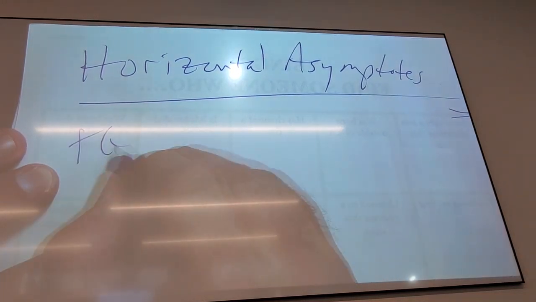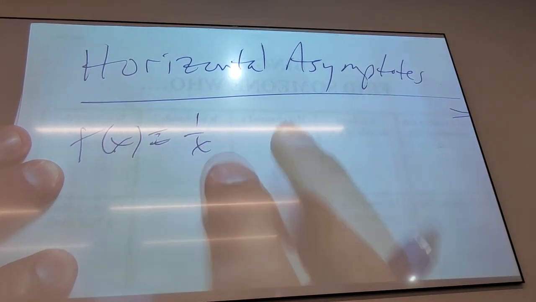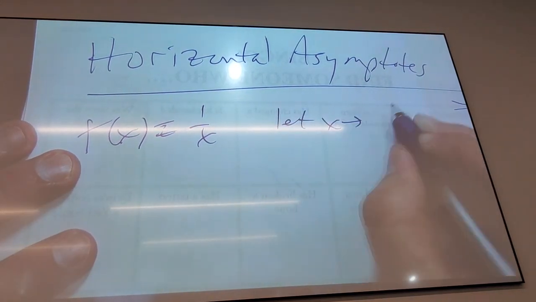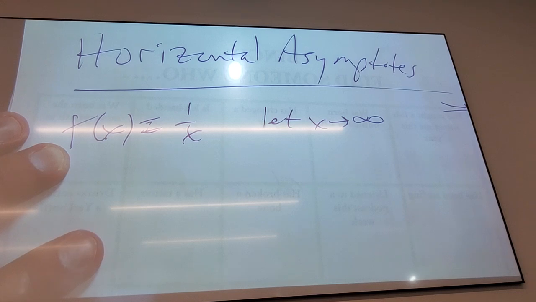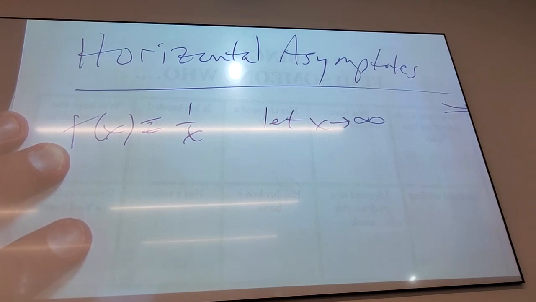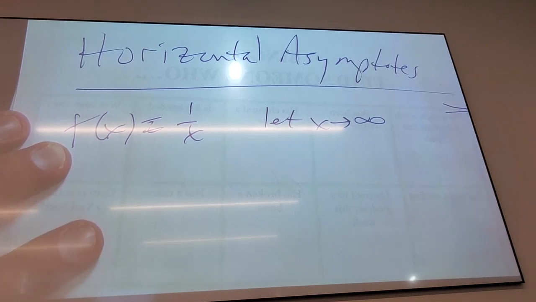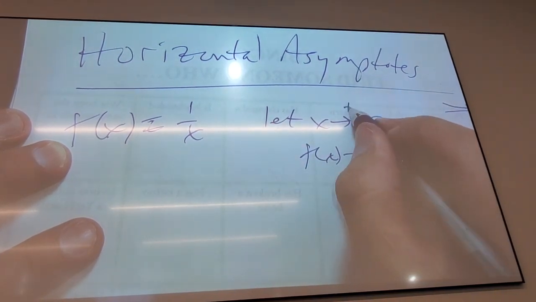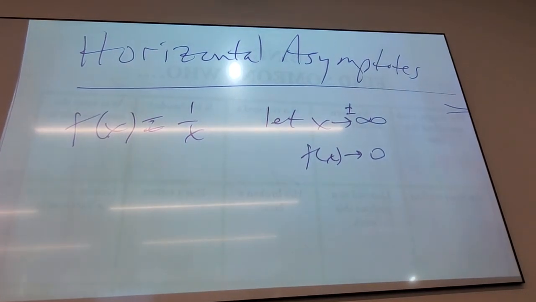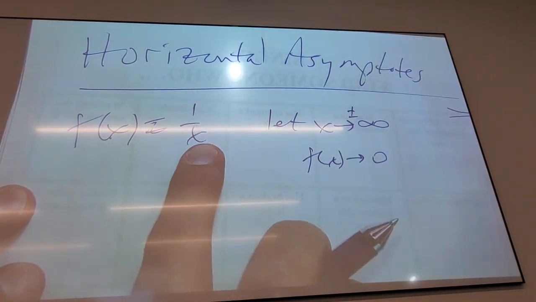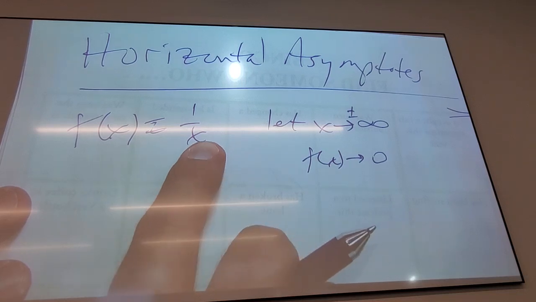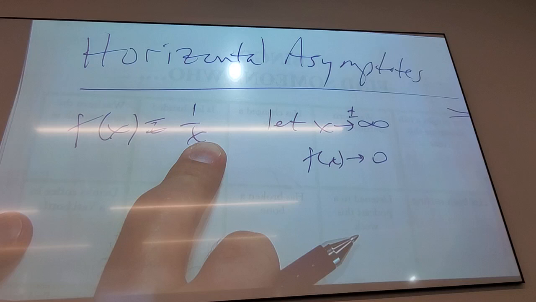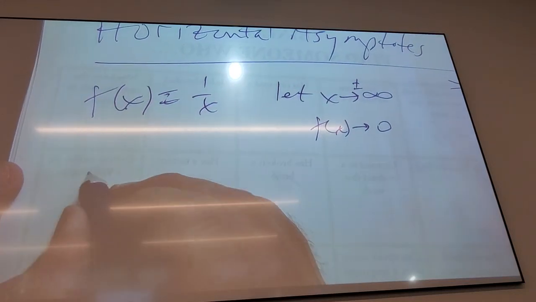Do you all agree that if I had a function like this, and I let x get really big, let x go to infinity, my input's really, really big, what are my outputs going to do? Small. My outputs are going to go to 0, right? And if I let it go to plus or minus infinity, the same thing is going to happen. Does everybody agree? 1 divided by really big positive is 0. 1 divided by really big negative is 0.